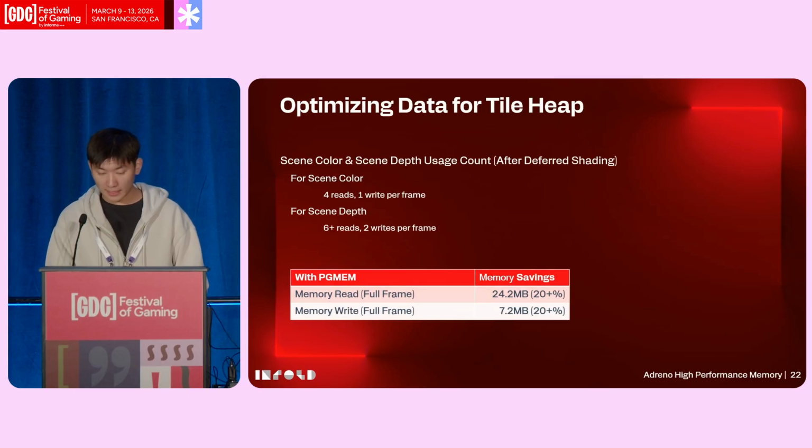This slide shows how many times depth and color are used in our game after the default shading pass. For scene color, we have 4 reads and writes per frame. For scene depth, we have 6+ reads and 2 writes per frame. Before high-performance memory, there was almost a fixed cost. But now, if you store color and depth in the tile memory heap, all the later reads and writes to color and depth are totally free. No more bandwidth at all. This is a huge optimization for us. The overall read and write bandwidth overhead has been reduced by more than 20%.